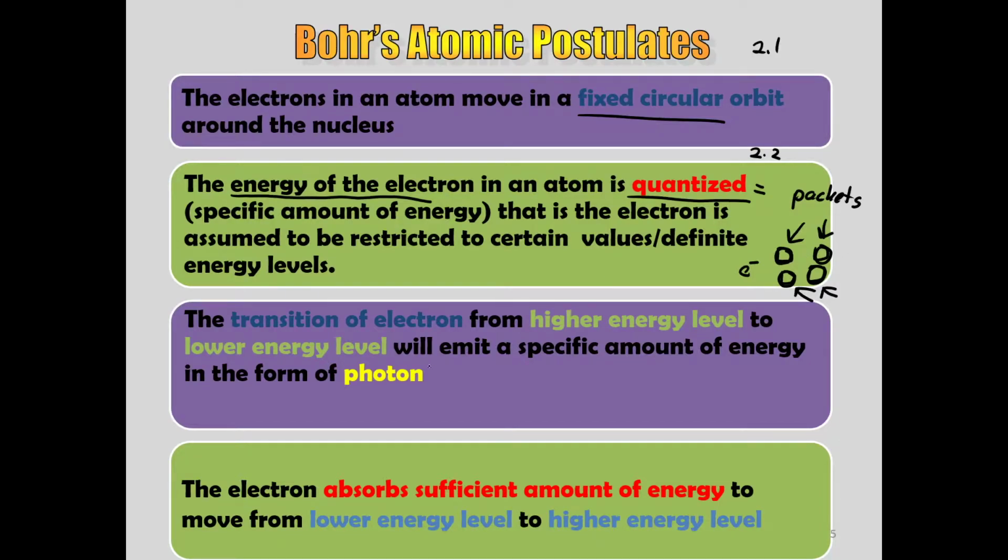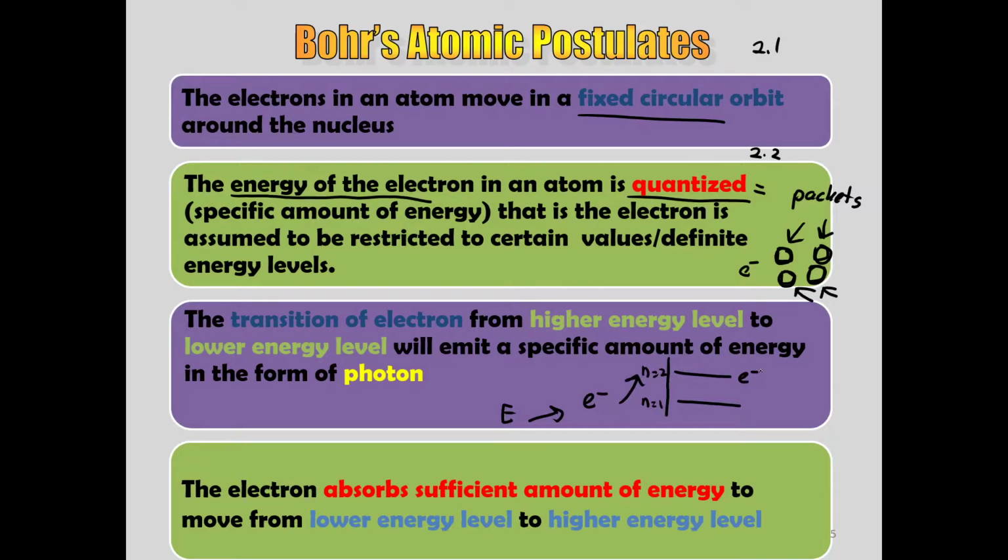Okay, and then the transition of electron from higher energy level to a lower energy level will emit specific amount of energy. So generally, electron kita give dia energy, kita bagi dia energy, dia akan naik energy level. So this is the story. I'll explain further. So energy level, daripada energy level n equal to 1 dia naik ke n equal to 2.